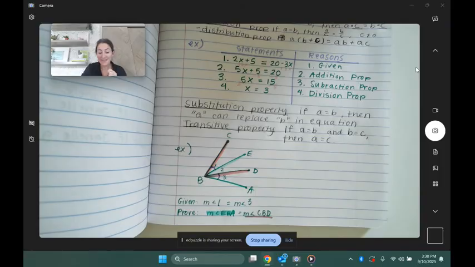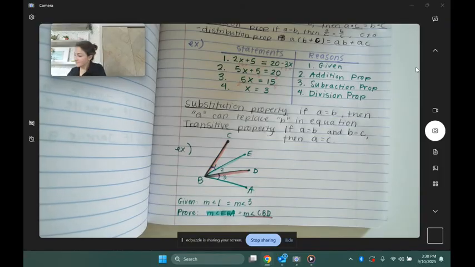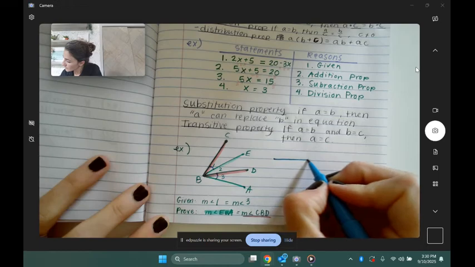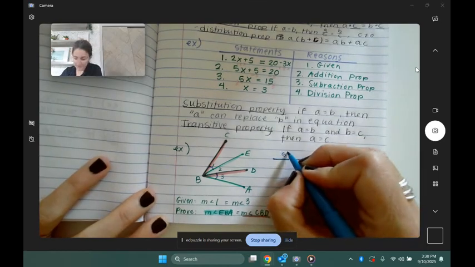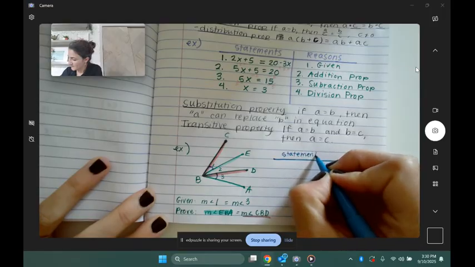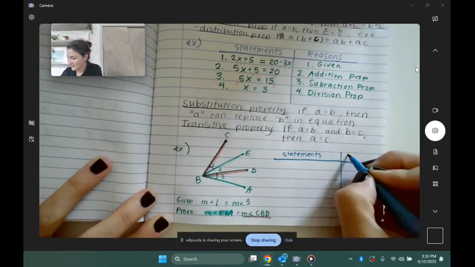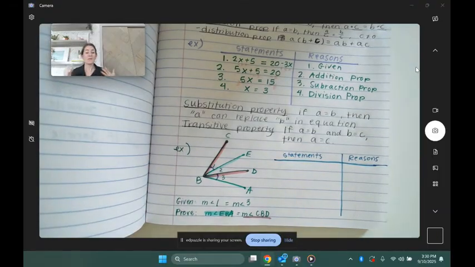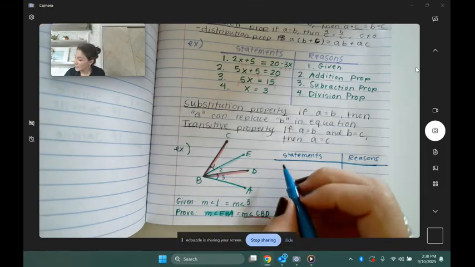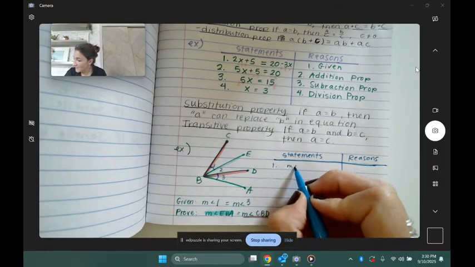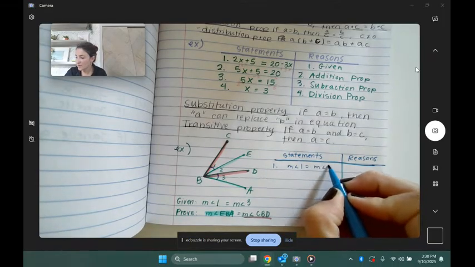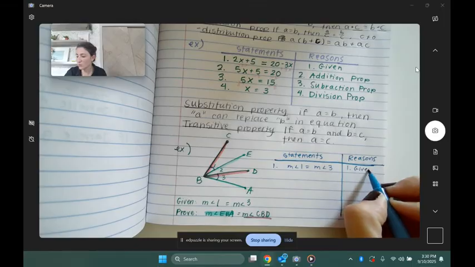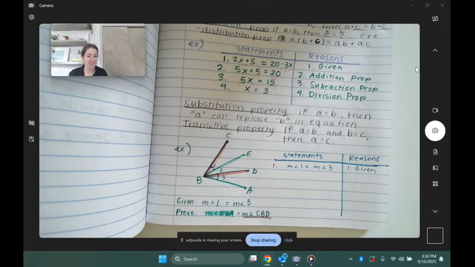Okay, let's make a 2-column proof here. Here's my 2-column proof. I've got statements, and I've got some reasons. It's going to be a little bit tight. All right, now with our statements, we're always going to start with the given information. Number 1, given. The measure of angle 1 is equal to the measure of angle 3. That is given. I don't have to work for that statement. It's there.